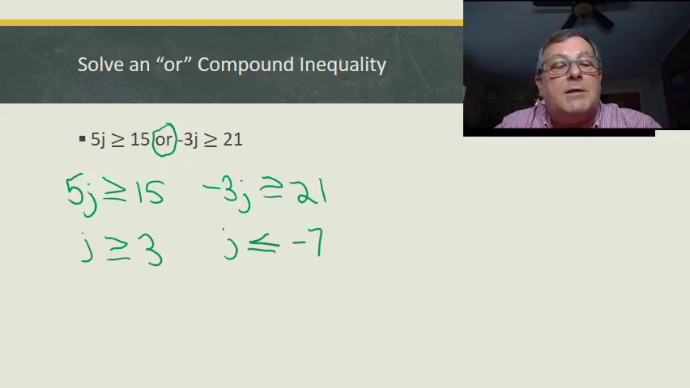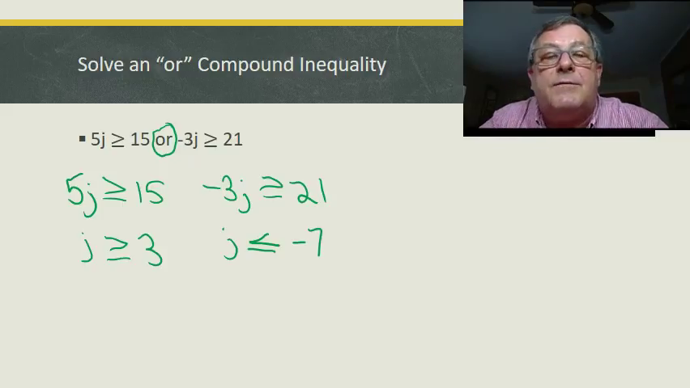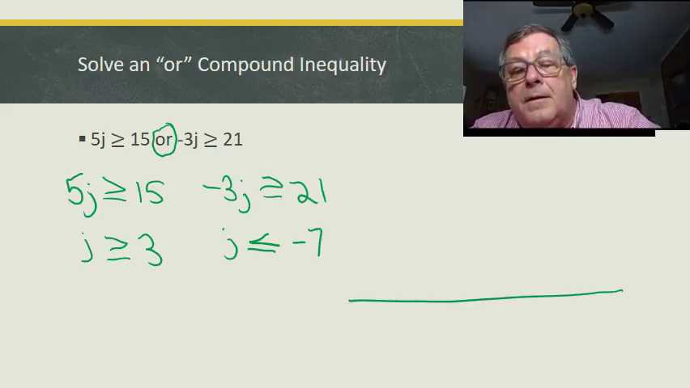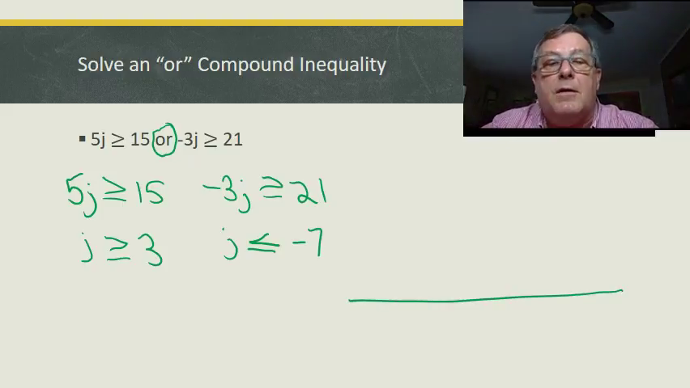So I've got two statements here. j is greater than or equal to 3, and j is less than or equal to negative 7. And so this is an OR inequality, and so this is the union of the two inequalities. So let's see how that's going to make a difference in our number line.